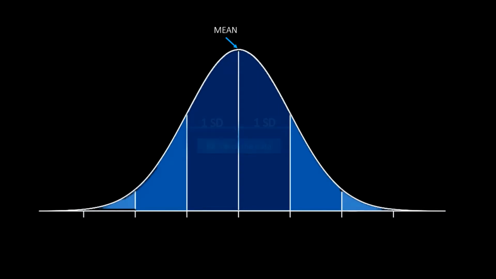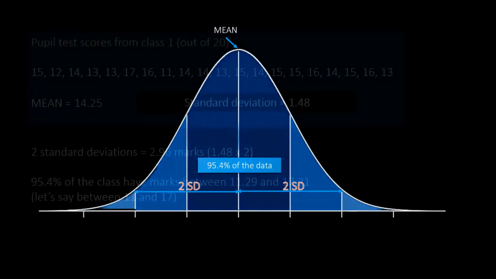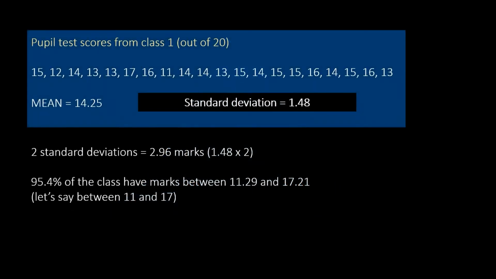If you go two standard deviations either side, then you actually take in 95.4, but roughly 95% of the population will be within two standard deviations either side of the mean. Now, alright, how does that help us with these class results? Let's take class 1. Standard deviation is 1.48.